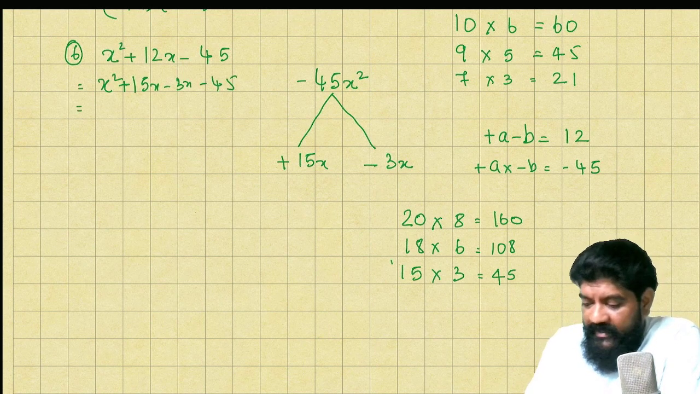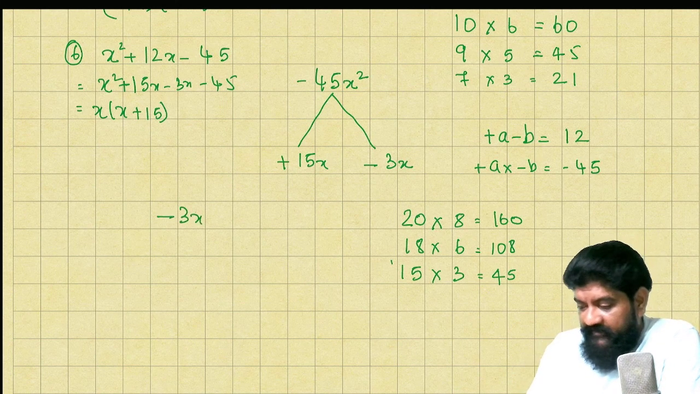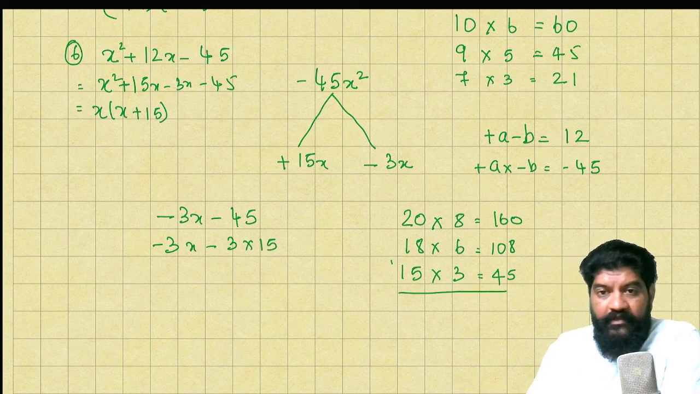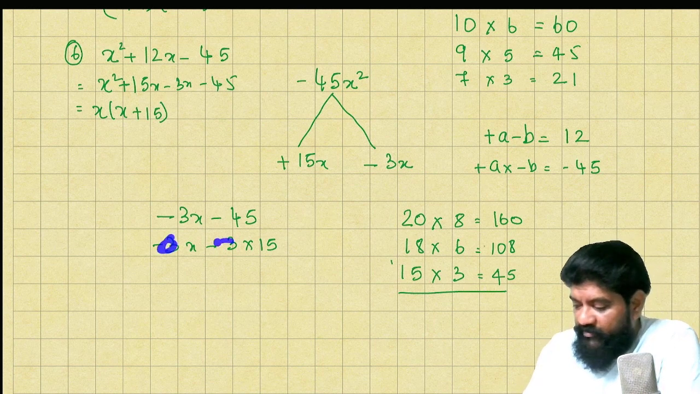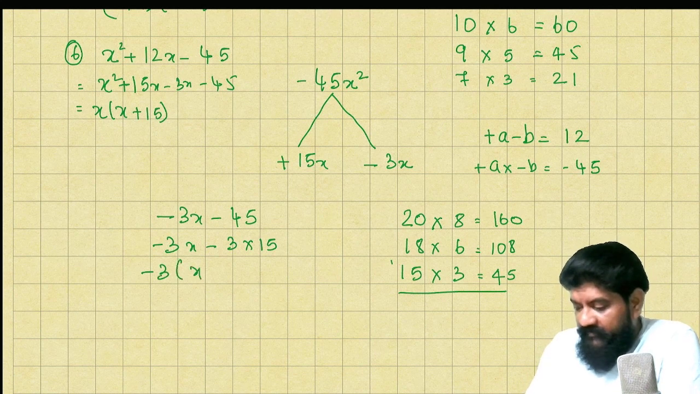I take x common out from the first two terms. I'm going to remain with x plus 15. Now the next two terms, I can take a minus 3 common out. Let's write minus 3x and minus 45 here. I know that this can be written as minus 3x minus 3 into 15. That's what we did here, right? So now I can see that minus 3 is a common term from both of them. So if I take that out, I'll remain with the x plus 15. And that's what I'm going to do there.